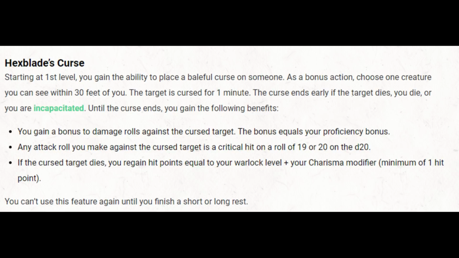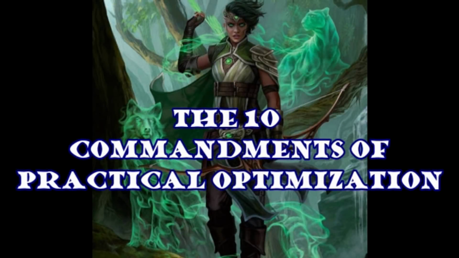In fact, I think it's good form because I do think you should ask. But the DM would have to actually make a house rule to have that not work. So as I said, on this channel, I try to stick to practical optimization.